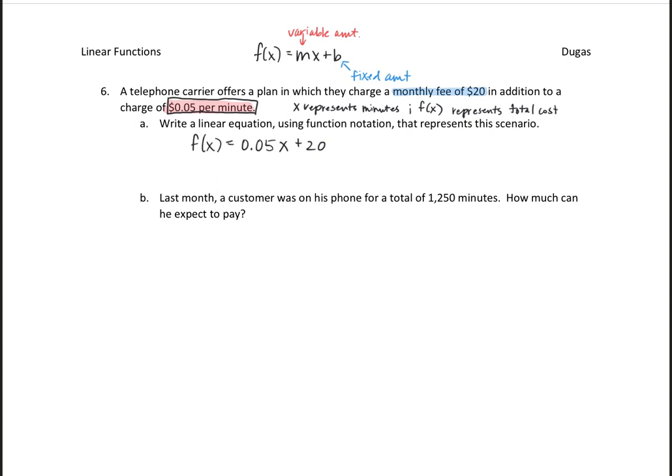So keeping that in mind, let's look at part B. Last month, a customer was on his phone for a total of 1,250 minutes. How much can he expect to pay? So the 1,250 minutes, that's going to go in for x. So we're going to have f of x equals 0.05 times the number of minutes is 1,250 plus 20. So when I type that in my calculator, I got 62.50 for 0.05 times 1,250. And then when I add that to 20, I will get $82.50.